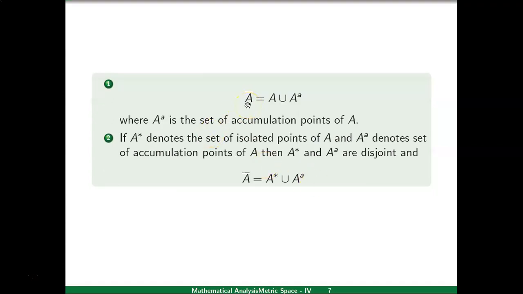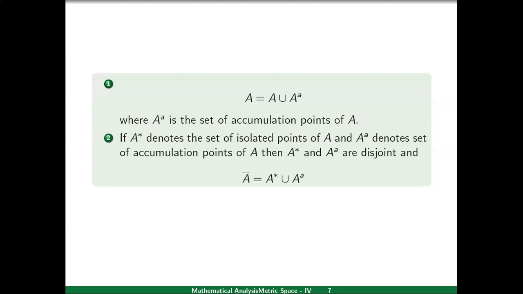A bar, which denotes the set of adherent points, is equal to A union A dash. Here A dash is the set of accumulation points of A. So the set of adherent points is equal to the set A union the set of accumulation points of A.